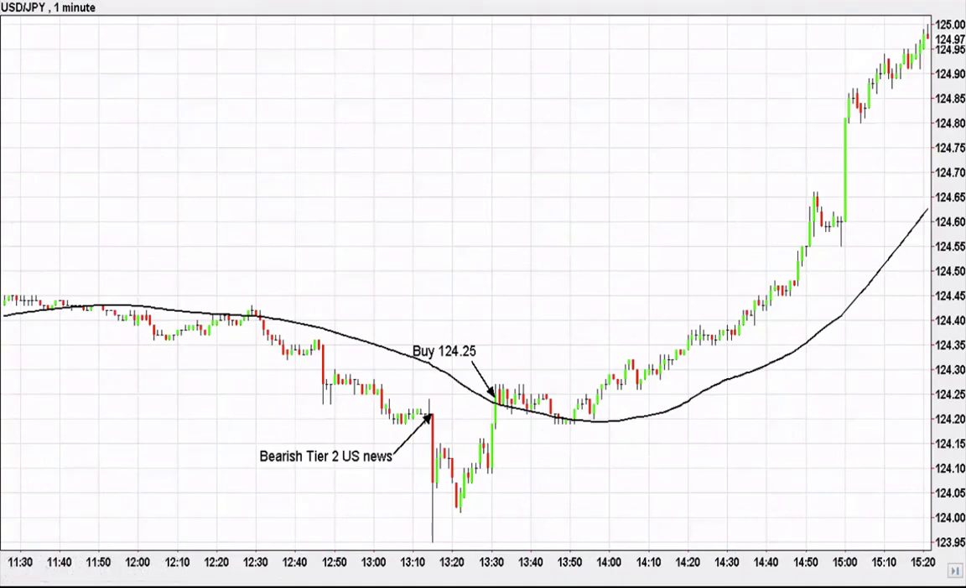Here's a chart, once again using a moving average line. Here was that tier 2 US news, the ADP. Once we got back above our moving average, we're a buyer, 124.25. Went up to 125 even, 75 points. That's a nice trade. And this is where it kind of peaked out at 125.